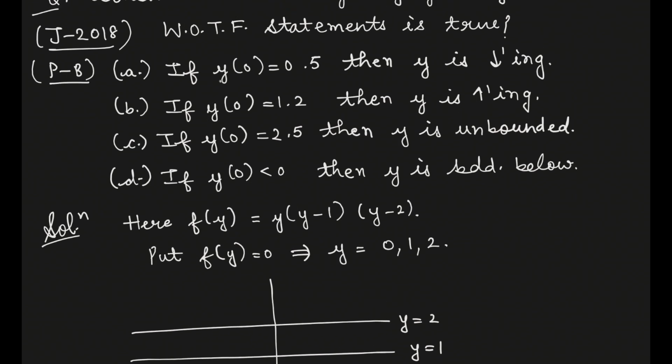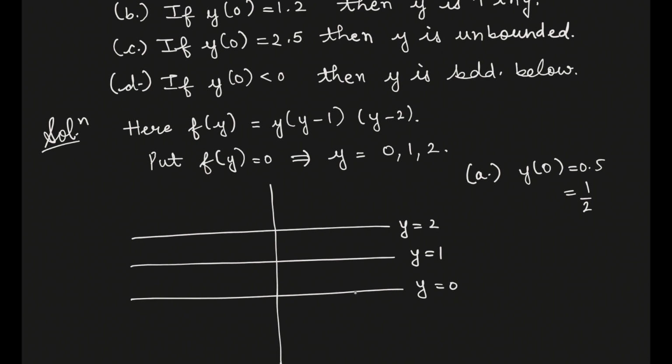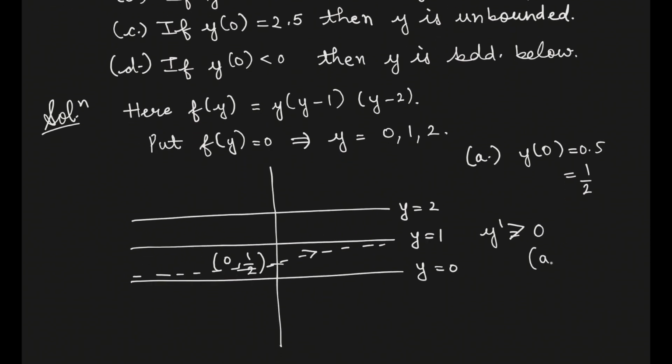The first option is y(0) equal to 0.5, or I can say y(0) equal to 1 by 2. Now it will lie in the interval 0 comma 1. So 0 comma 1 by 2, and y dash is this term. So y dash at 1 by 2, will it be less than 0 or greater than 0? Greater than 0. Yes, greater than 0. So as it is greater than 0, the directional field will be increasing, but it is saying decreasing. That's why option A is wrong.